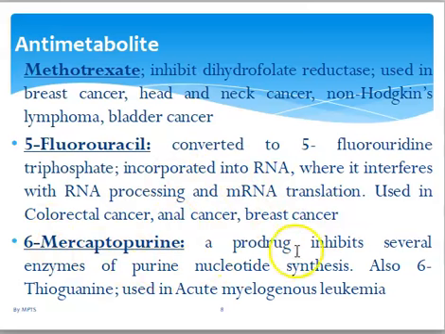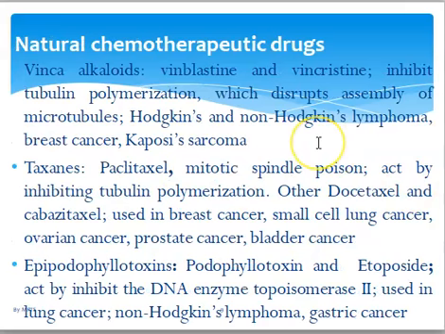6-mercaptopurine is a prodrug. It inhibits several enzymes of purine nucleotide synthesis. Also, we have thioguanine. Most of them are used in acute myelogenous leukemia. Now, remember, these are all short presentations, but we can do more. Now, let us look at the natural organic chemotherapeutic agents.